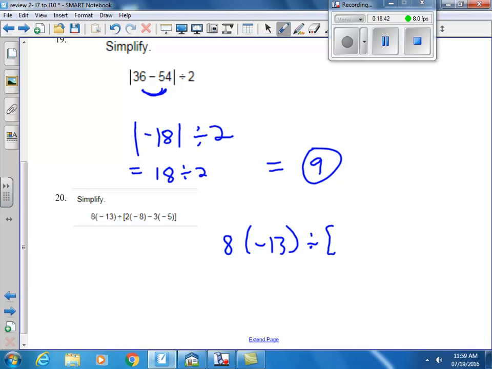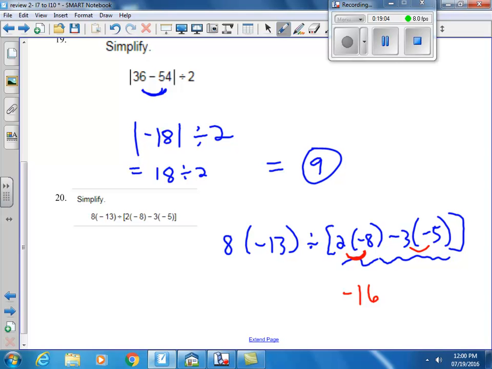And this will be our last one. I'm just kind of re-recording the problem just so I can write it a little bit bigger. And sometimes that helps you understand it. So let's go inside here first and clean. Multiplication dominates, so 2 times negative 8 is negative 16. Here, we can read this as negative 3 times negative 5, which is positive 15. Keep that inside the brackets and keep everything else. Now negative 16 plus 15 makes negative 1.